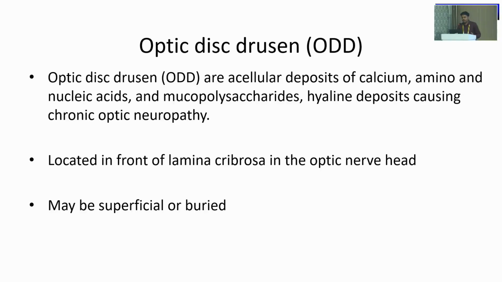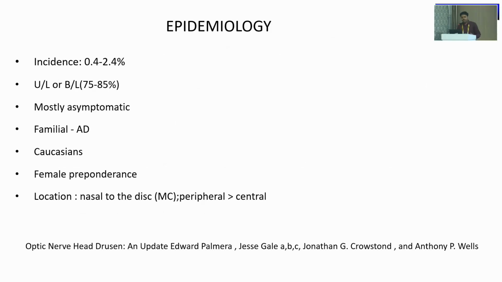Basically, they are acellular deposits of calcium, amino and nucleic acids and mucopolysaccharides causing chronic optic neuropathy over a long duration. These are usually located in the lamina cribrosa in the optic nerve head, and may be superficial or buried. Epidemiology: incidence varies from 0.4 to 2.4%, can be unilateral or bilateral, mostly asymptomatic. Location wise, nasal to the disc is more common.